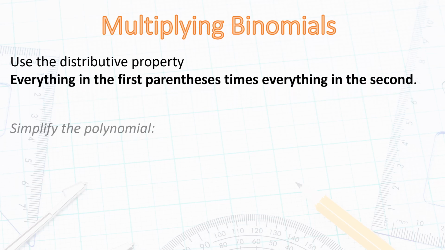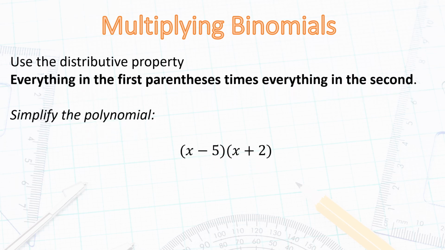All right, so when we've got binomials, so we've got two terms multiplied by two terms, this one is where we use the distributive property. And you should be familiar with this from middle school, but if you're not, no worries, I'm going to go through it with you. What it means is everything in the first parenthesis, so the first parenthesis is x minus 5, times everything in the second parenthesis. So everything has to get multiplied at some point.